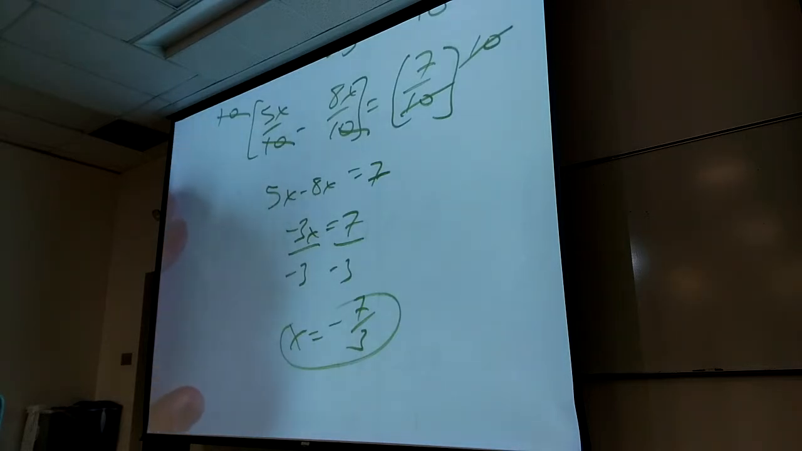Yes, sir. You want us to write our answer in mixed number form? No, you don't have to worry about it. It's not any better or worse, to be honest.